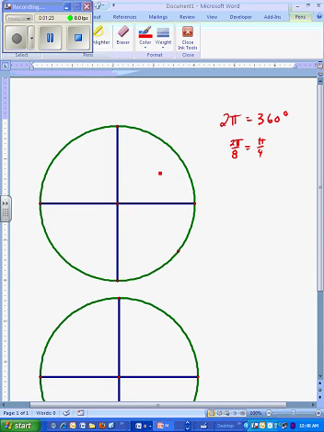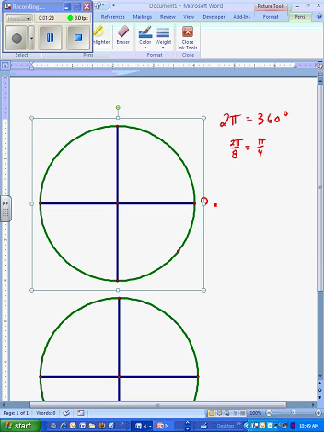Now let me start with some of this. If I look at this, we start at 0. This is 0 radians. It's also 0 degrees. Then as we work our way around the circle, we know that 180 degrees is also pi. So halfway around is going to be pi. Then all the way back to here would be 2 pi.